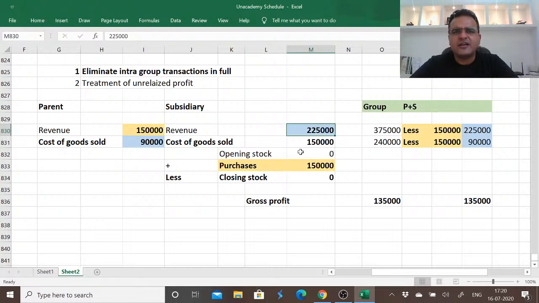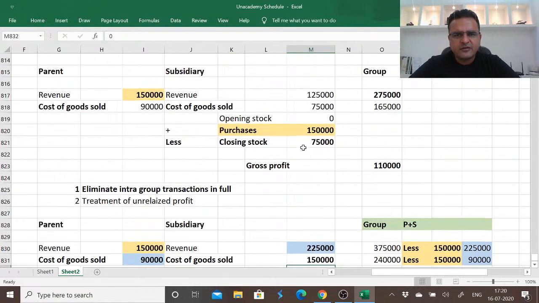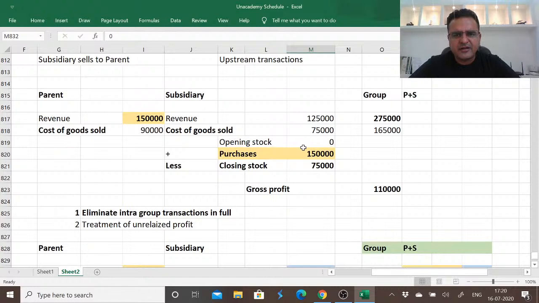In this case, there was no unrealized profit because whatever goods this entity purchased, they were successful in selling to third parties outside the group. So there was no unrealized profit in this example. They were successful in selling the entire amount of goods purchased from the parent to third parties. So there was no unrealized profit. In this example, there is unrealized profit.